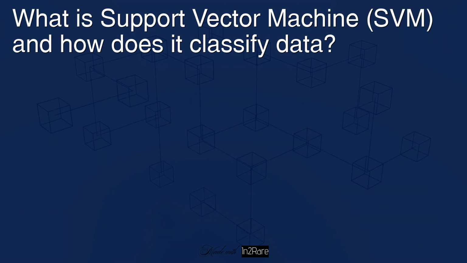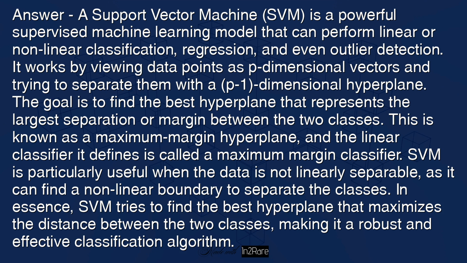What is support vector machine SVM and how does it classify data? Answer: a support vector machine SVM is a powerful supervised machine learning model that can perform linear or non-linear classification, regression, and even outlier detection. It works by viewing data points as p-dimensional vectors, then trying to separate them with the p-1-dimensional hyperplane. The goal is to find the best hyperplane that represents the largest separation or margin between the two classes. This is known as a maximum margin hyperplane, and the linear classifier it defines is called a maximum margin classifier.